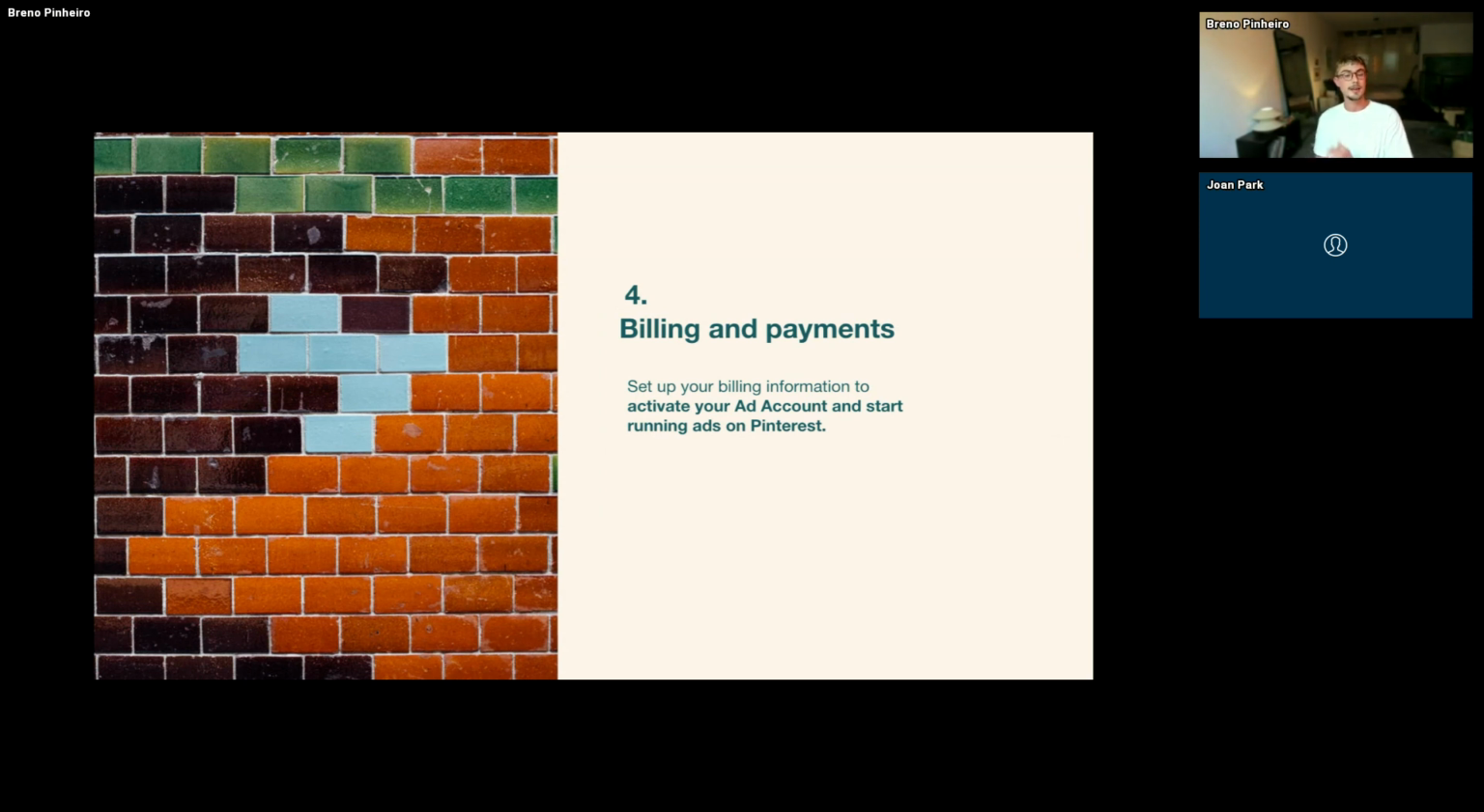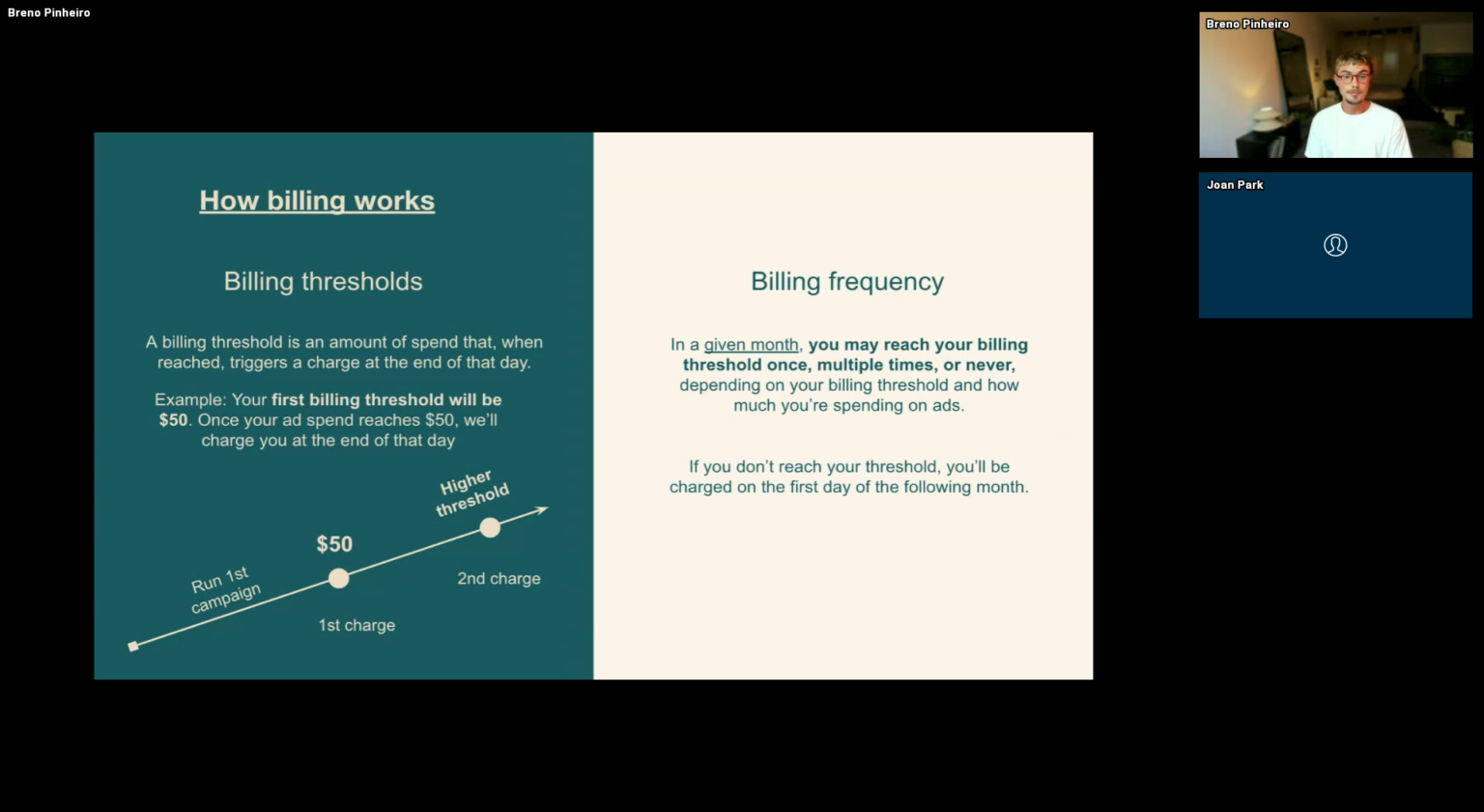So as I said, in order for you to activate your ad account to start running ads, you need to fill in the business and billing information. I wanted to start from the very basics, explaining how our billing process works here at Pinterest. There are pretty much two main points on this: the billing threshold and the billing frequency. The billing threshold is the amount of spend that, when reached, will trigger a charge to the account by the end of the day.